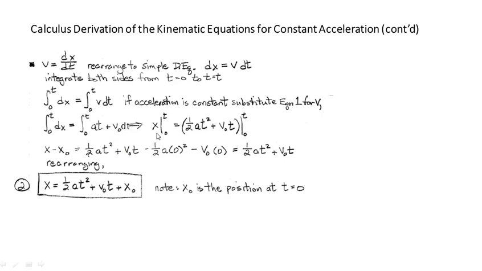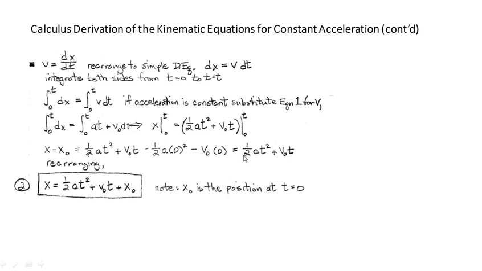Solving both integrals, we wind up with x evaluated at 0 and t is equal to 1/2 a t squared plus v sub naught t evaluated at 0 and t. And that leaves us with x minus x sub naught is equal to 1/2 the acceleration times t squared plus v sub naught t, minus 1/2 the acceleration times 0 squared minus v sub naught times 0. Of course, these last two terms wind up being 0, so this simplifies to 1/2 a t squared plus v sub naught t.